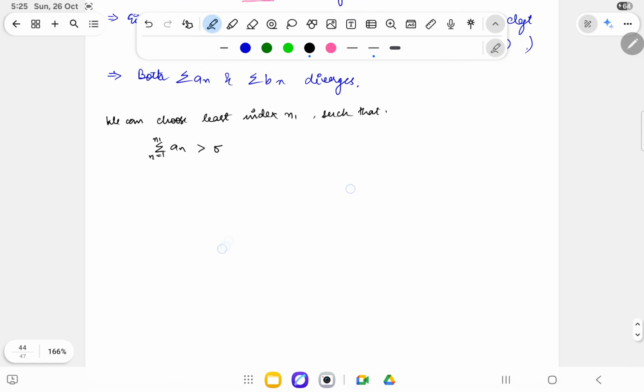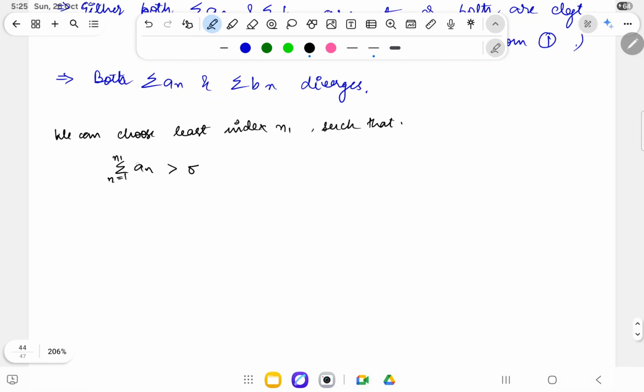I am able to choose this because all the terms in an are positive, so I can find an index such that this sum turns out to be greater than sigma, and the series consists of an infinite number of terms. This n1 can be a very large index as well. I'm not saying that it's restricted to 100 or 200. It can be any large number, maybe lakh, 10 lakh, but there will always exist some n1 such that this summation can be made greater than sigma.